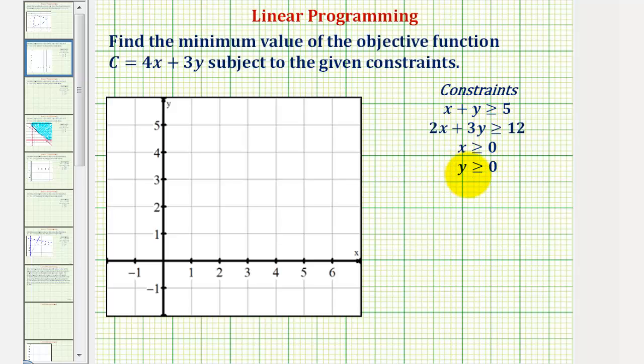So if we want to graph the inequality y is greater than or equal to 0, we begin by graphing the line y equals 0, which is a horizontal line passing through 0 on the y-axis, which would actually be the x-axis here. And because the inequality is y is greater than or equal to 0, we want to shade above this line. Because there are so many shadings though, I'm going to use arrows to indicate which side of the line we're shading. So we're going to shade up here.